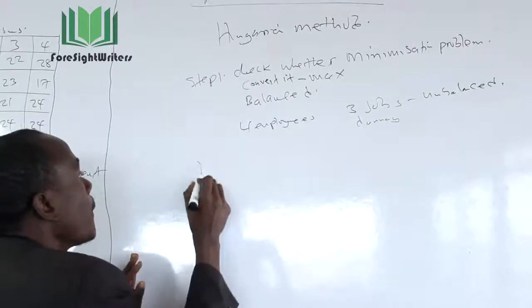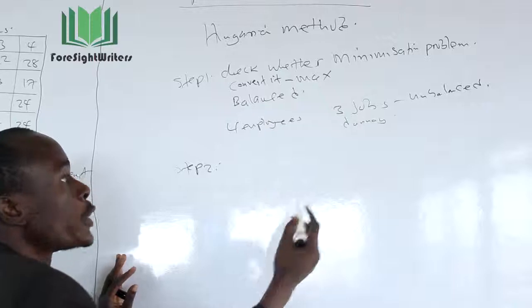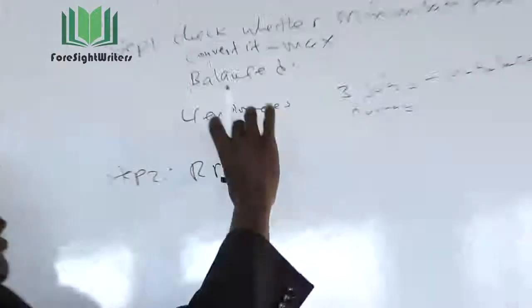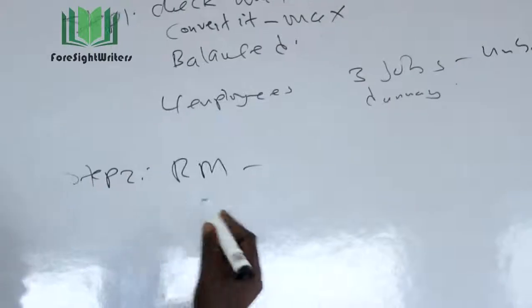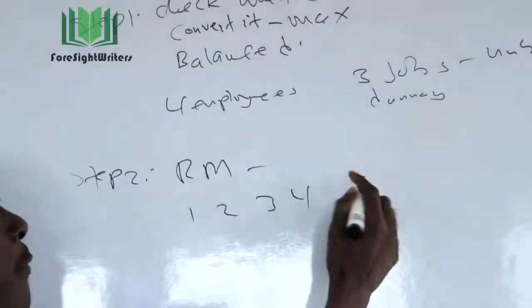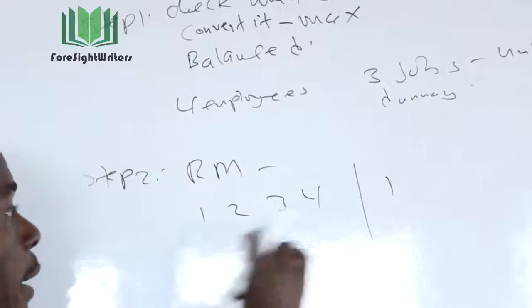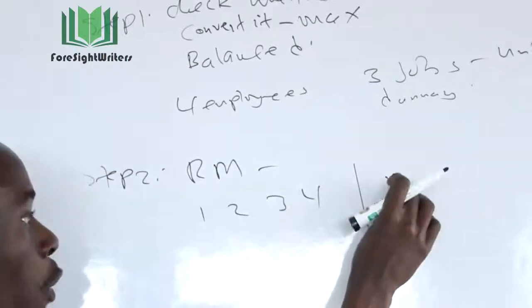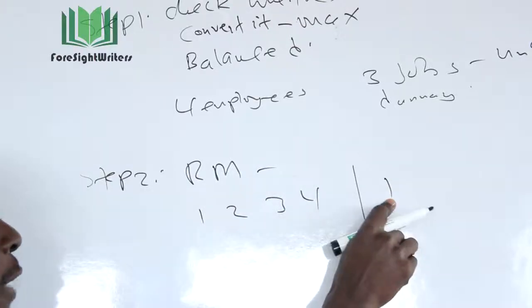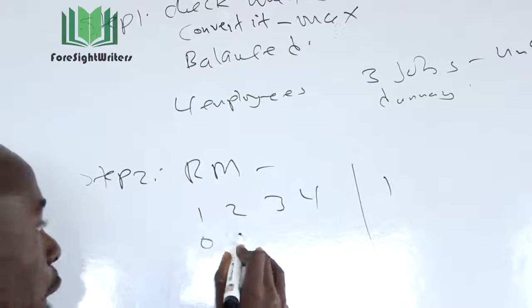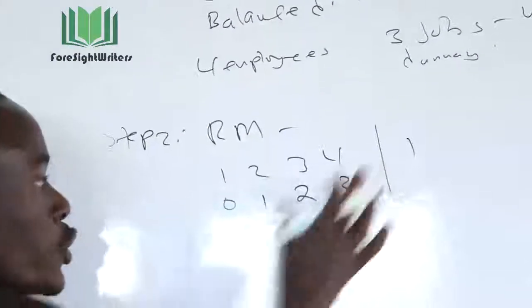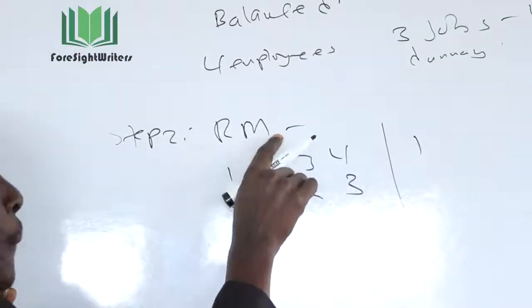So step 2, you need to check the row minimum. Identify the row minimum value. If, for instance, a row consists of 1, 2, 3, 4, the minimum value in this row is 1. This is the least value, so you need to identify the least value. You will use this least value to reduce the entire row. This means the first one will be reduced to 0, this becomes 1, this becomes 2, this becomes 3. I've used this to subtract from all the elements in the row. That is what we are supposed to do, the row minimum reduction.